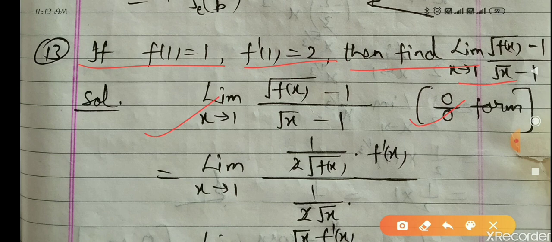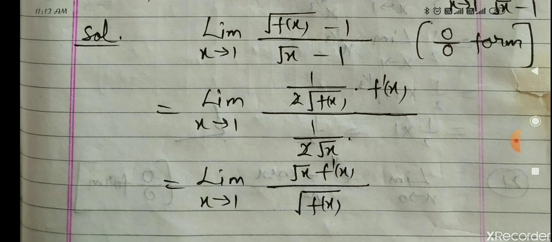Under root f(1) is 1, under root 1 equals 1, 1 minus 1 is 0, and in the denominator 1 minus 1 is 0. So the form is 0/0. So now you can differentiate numerator and denominator separately. Differentiation of under root f(x) is 1 upon 2 under root f(x) multiplied by f'(x).